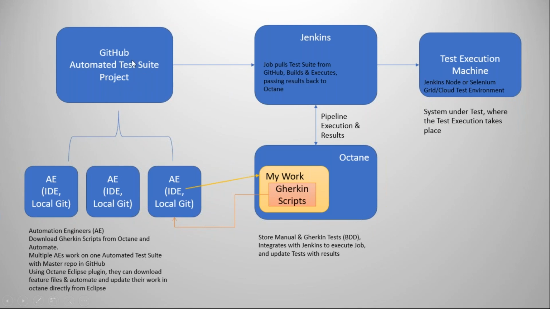Also with GitHub, there's great integration with the CI tools. So in this case, I'm using Jenkins, and I can get Jenkins very easily to pull my GitHub project, to build it, execute it, and we've got then the integration with Octane, so the results get passed back to Octane. So we end up with this complete chain that we can automate and see the results reflected automatically back into Octane.